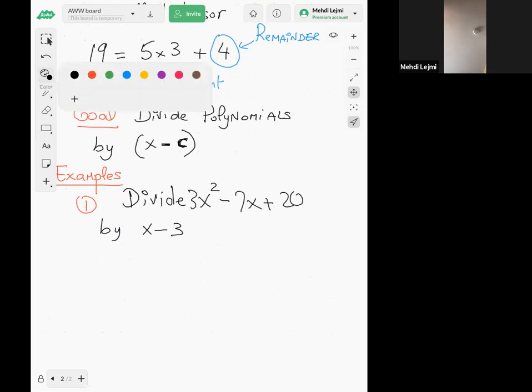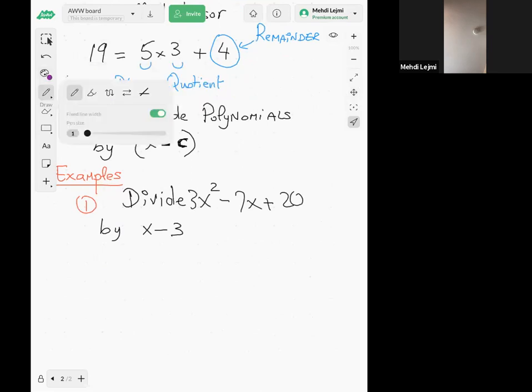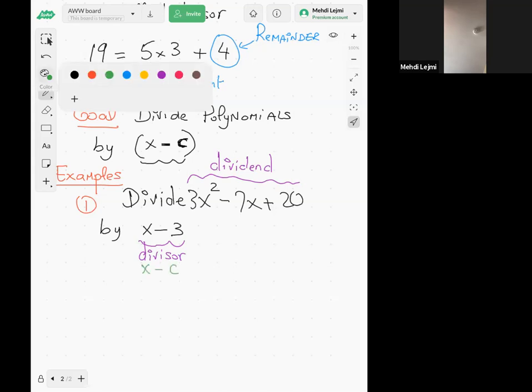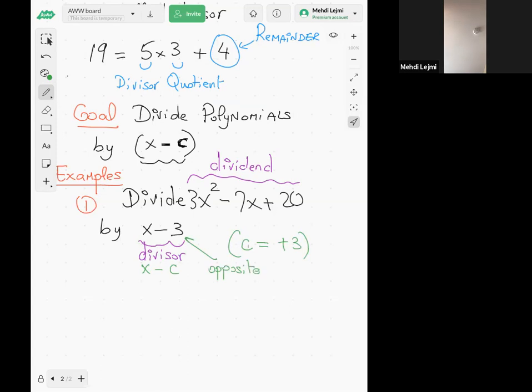So 3x squared minus 7x plus 20, that's my dividend. And I'm going to divide it by x minus 3. So that's my divisor. We're dividing by x minus c, so this is supposed to be of the form x minus c. So my c would be positive 3. C is always the opposite of this number. You have minus, then c would be positive 3.